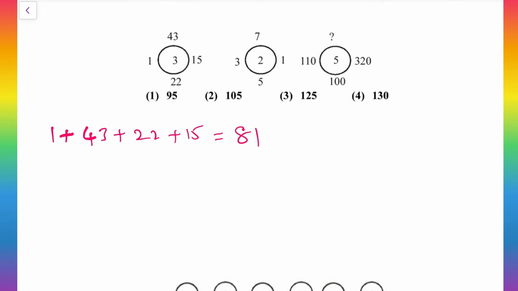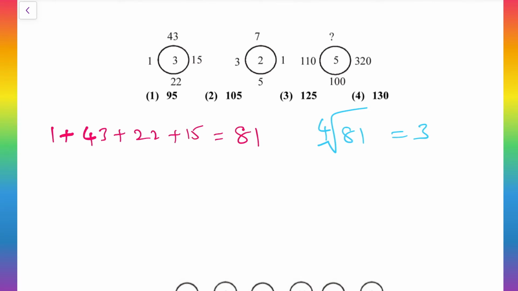Now here outside I have 81 and inside of the circle I have 3. So is there any relation between this 3 and 81? Of course one relation is there, that is 4th root of 81 is 3. Otherwise simply 3 power 4 is 81.